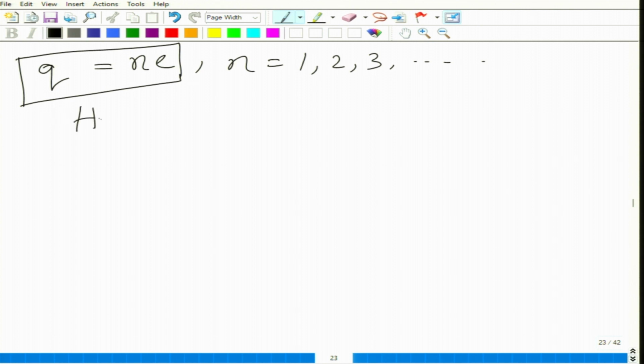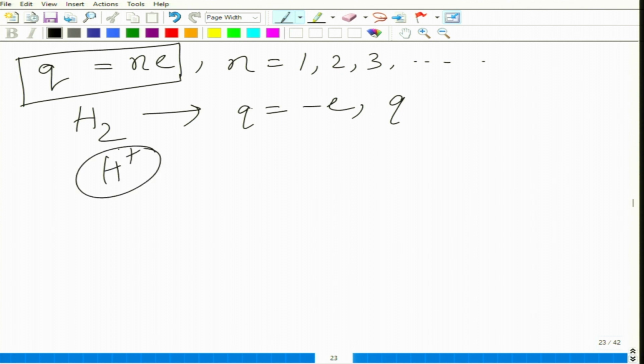But for hydrogen gas, the charge for each particle was obtained to be equal and opposite to the charge of the electron. That is, for hydrogen ion H plus, the charge was obtained as plus 1.6 into 10 to the power minus 19 coulomb. So, the hydrogen ion was called proton.